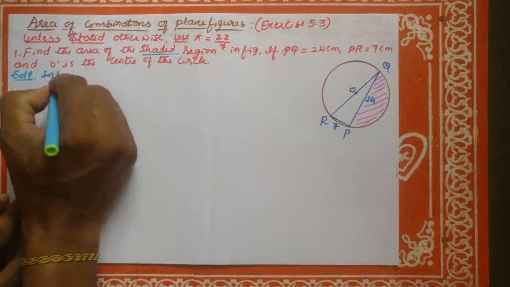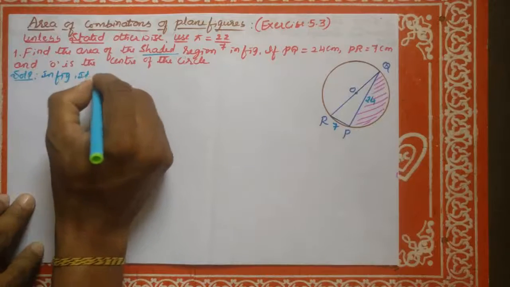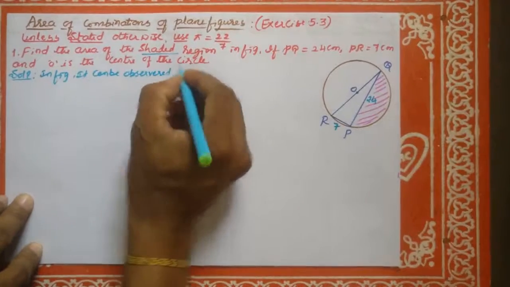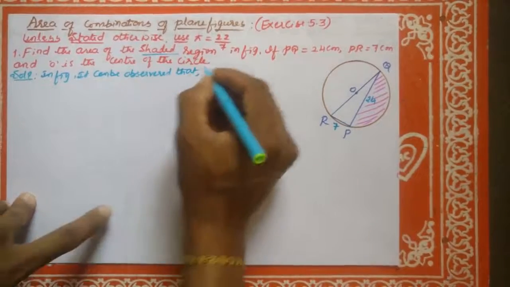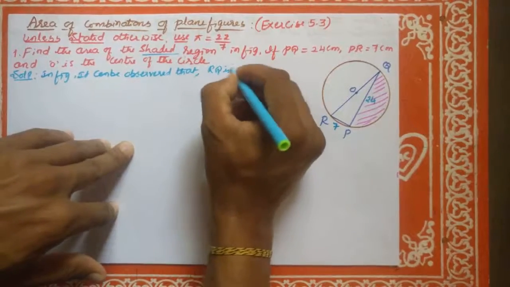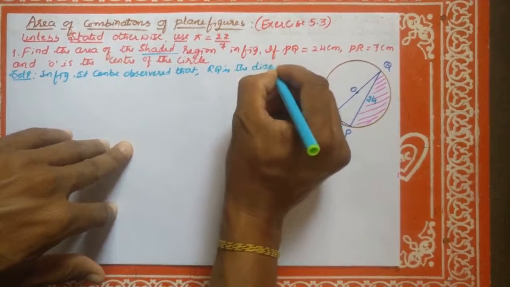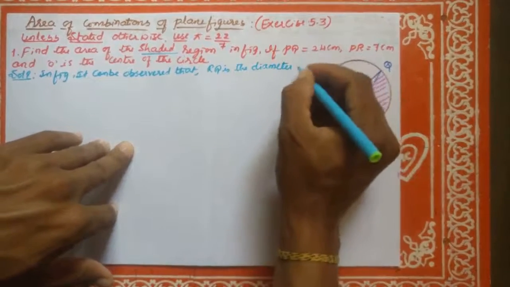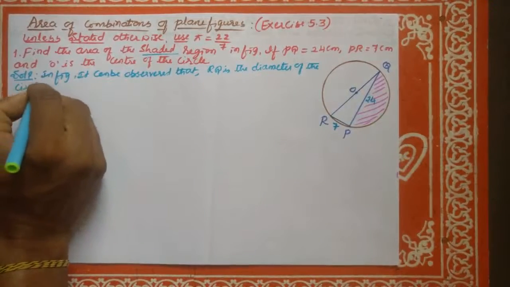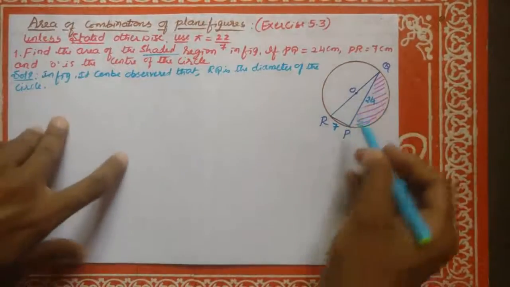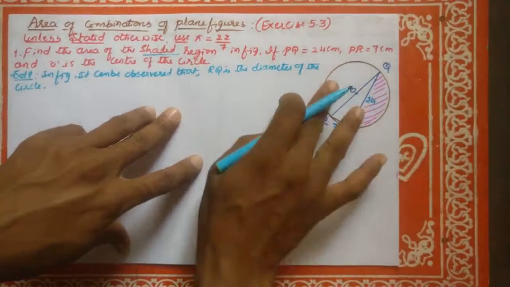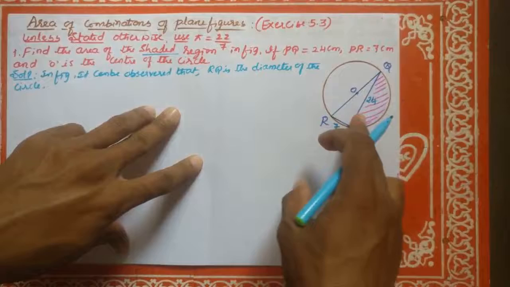In the figure it can be observed that RQ is the diameter of the circle. Therefore, if ROQ is the diameter of the circle, it will be divided into two equal parts, and each part is a semicircle.